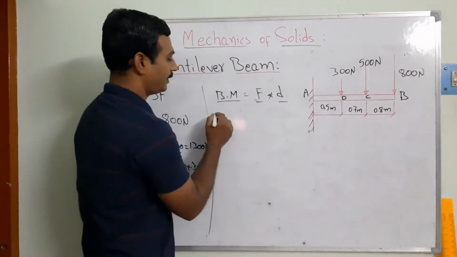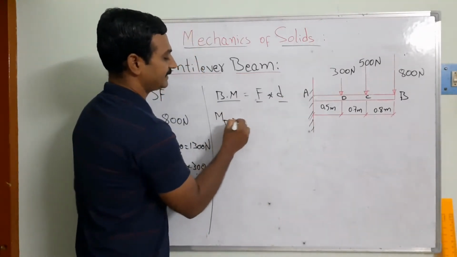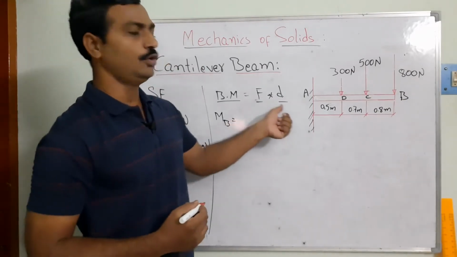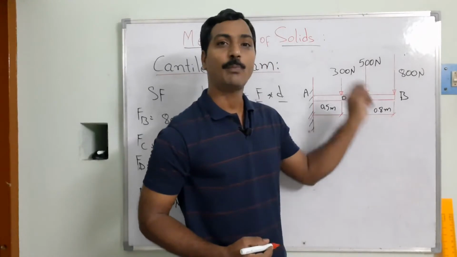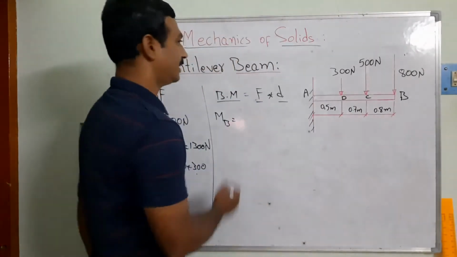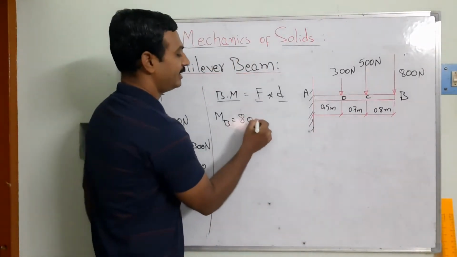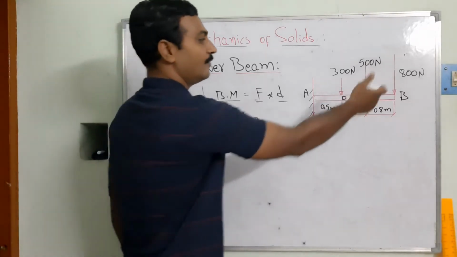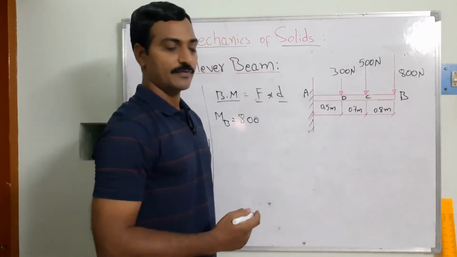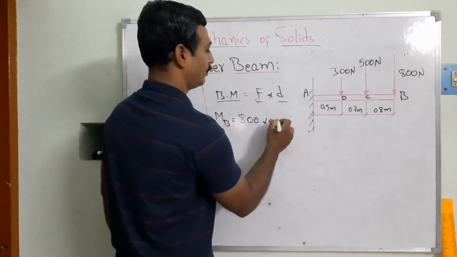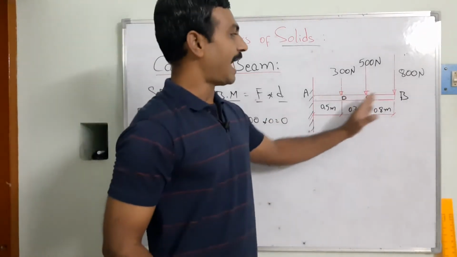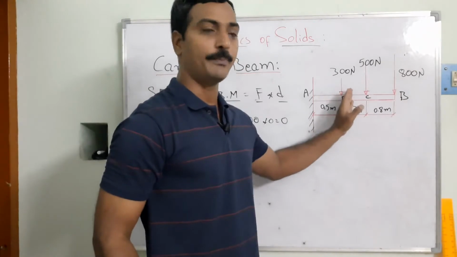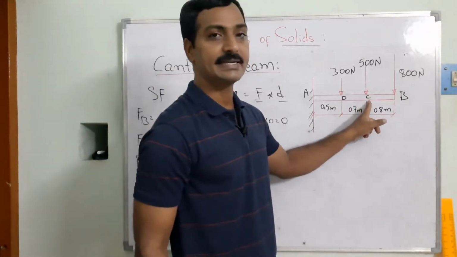Now I am going to take the moment at B, which is equal to force into perpendicular distance, between the line of action of the force and the point of observation that I am considering. That's going to be 800 as the force, which coincides with the observation point, so the distance is 0. Then I got it as 0. Similarly, next I am going to shift to the next section of the beam, that is, the section here, which I can consider as C.